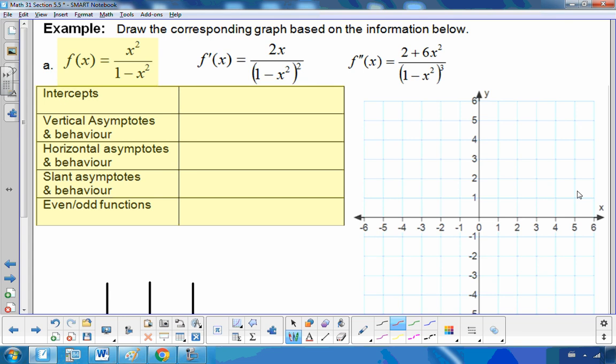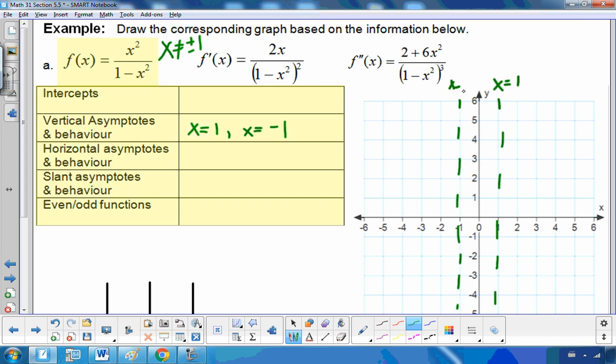I have x squared over 1 minus x squared. The very first thing I notice is that I have a domain restriction that x cannot be positive and negative 1, which tells me I'm going to have a vertical asymptote at 1 and at negative 1. So I can just jot those in. So I've got a vertical asymptote at 1 and a vertical asymptote at negative 1.